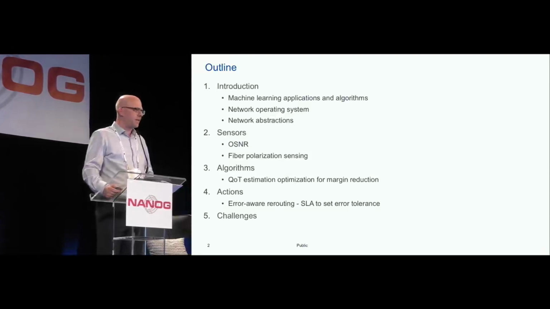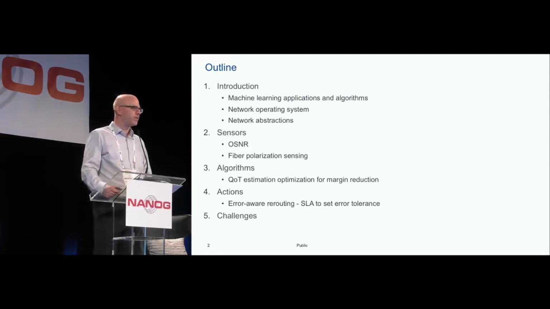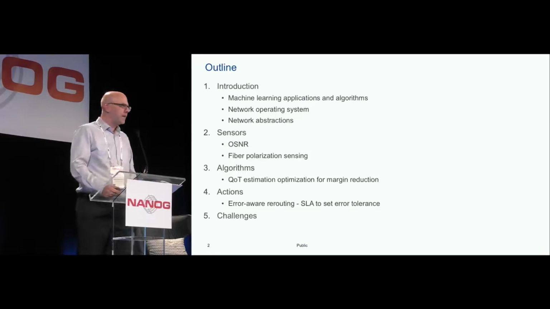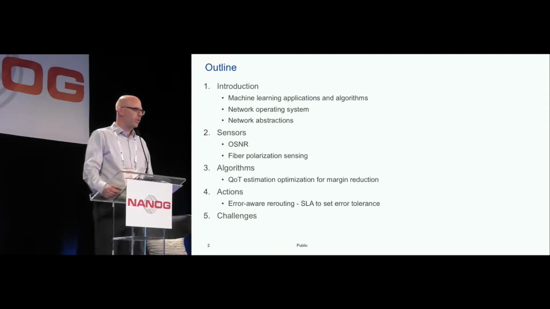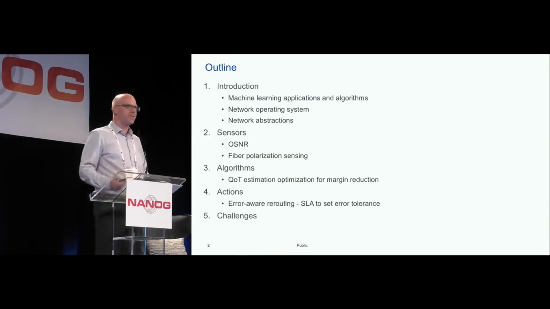We want to be able to collect data from the network, so I'll be discussing sensors like optical signal-to-noise ratio and fiber polarization sensing, and some algorithms like a quality of transmission algorithm that you can use to optimize your network and reduce the margins. And then, of course, you want to take actions, so I'll be showing some error-aware rerouting application and wrap up with some challenges and questions for discussion.